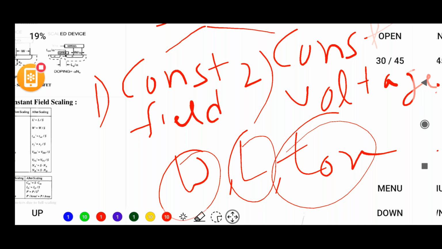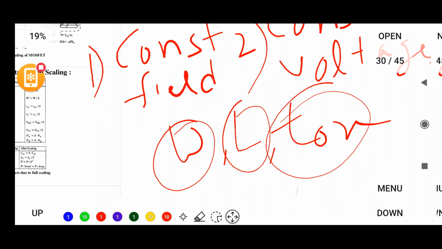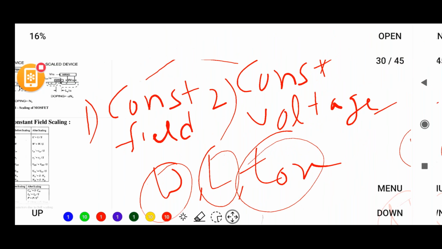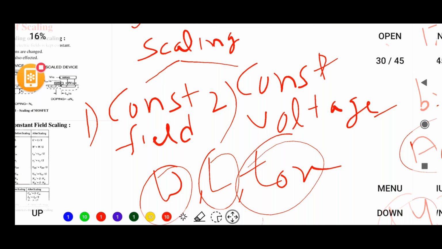In the constant field scaling, your electric field must be constant. Your electric field does not change. So please care about this point. I will discuss it one more time here. Scaling is of two types. One is the constant field, another is the constant voltage.